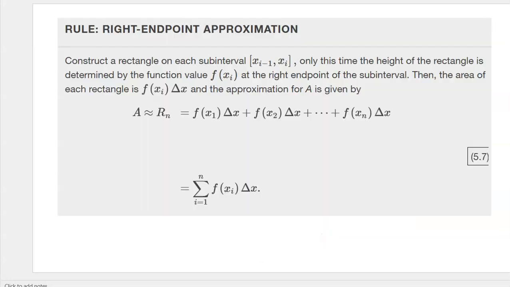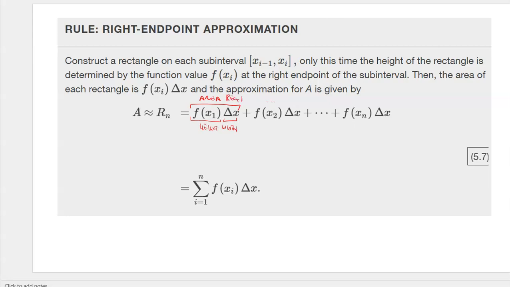So here's what we're going to be doing. If we're taking a right-hand approximation, we're going to be taking a whole bunch of rectangles, however many of them there are, and we're going to end up multiplying the height of each one times the width of each one. Delta x is the width, the function is the height. You multiply those together, you get the area. That's the area of rectangle 1.